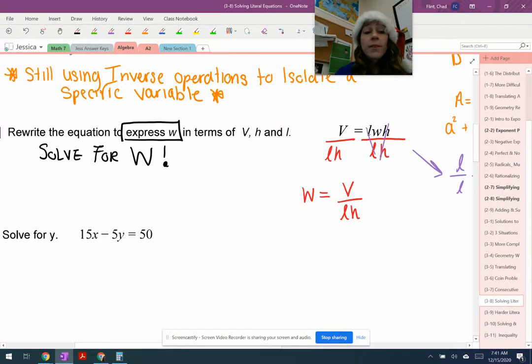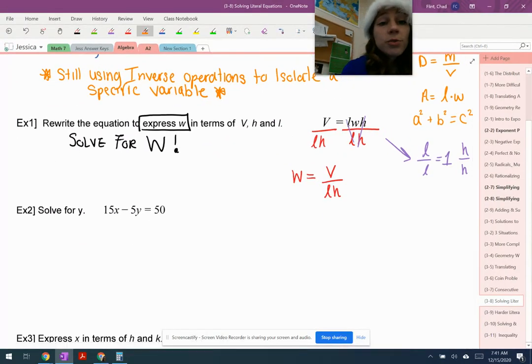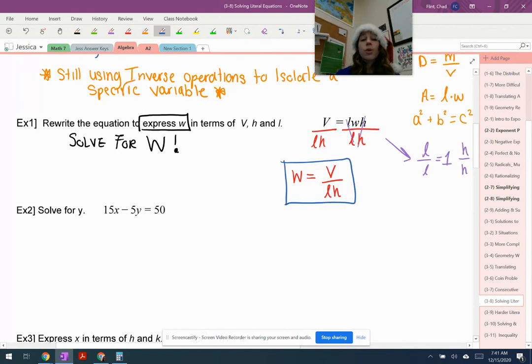And that, my friends, we have it. That W is isolated. There's no more math involved because, again, I don't know any of those numbers. So that is me expressing W in terms of V, H, and L.